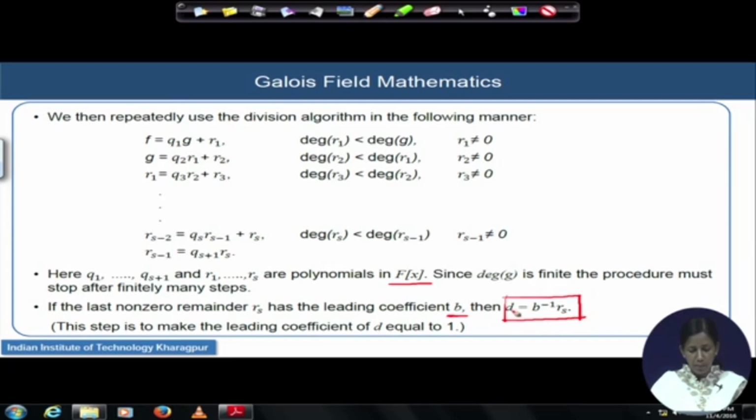This step is to make the leading coefficient of d equal to 1, because this relation is universally true. If you can prove that the division algorithm holds good, reach a feasible stopping point, and are able to find all the other polynomials over the field F[x].